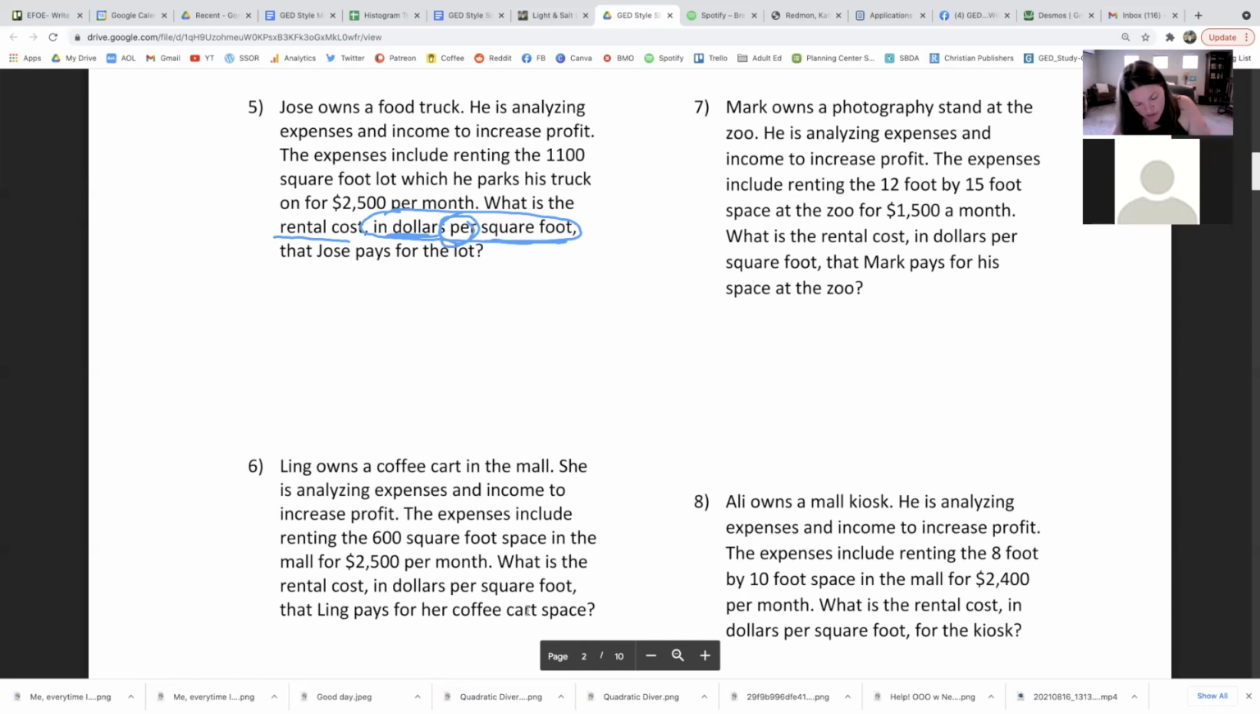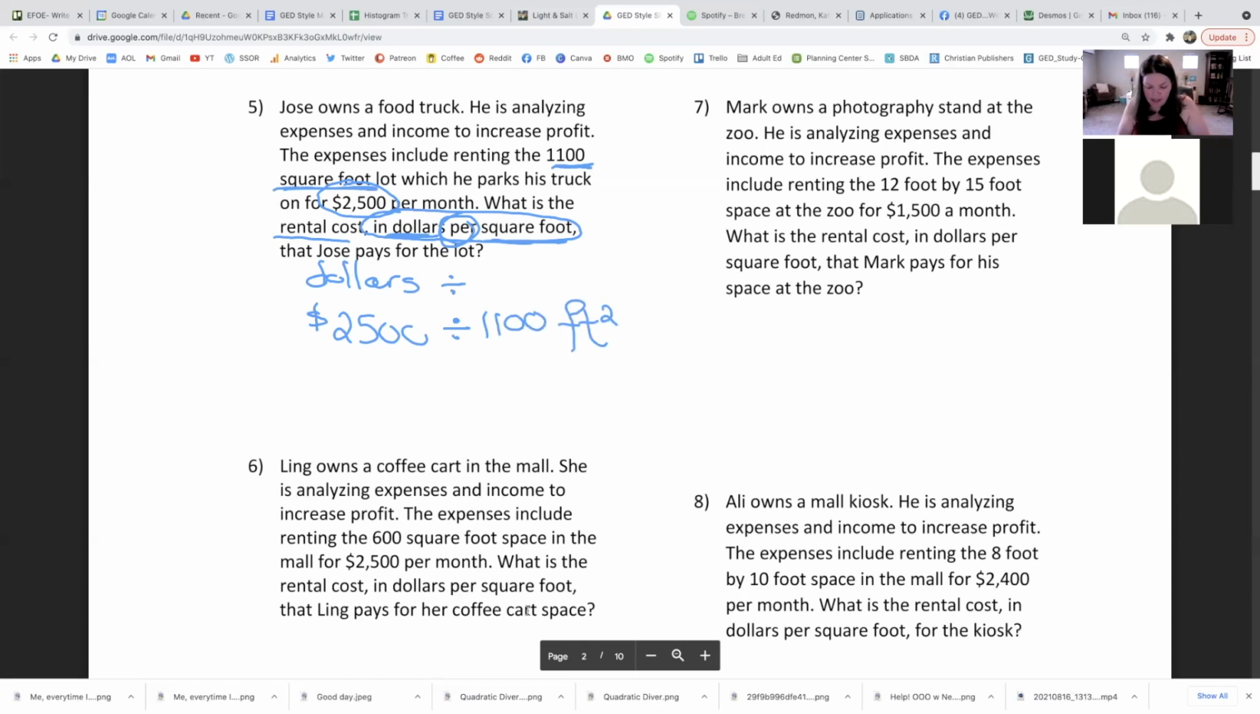Okay, let's do it. So how many dollars does he pay for this lot? Let's see, parks his truck. Oh, for $2,500 per month. So we'll start with the dollars, 2,500. And we're going to per it. We're going to divide it by the square feet. And this problem's real nice because they actually gave us the square feet. They were super sweet. 1,100 square feet. So let's divide it by 1,100 square feet.